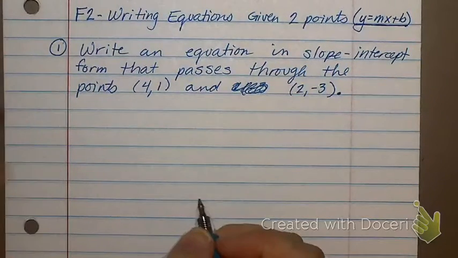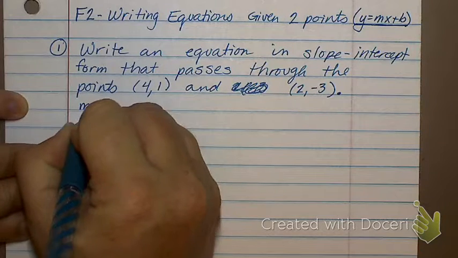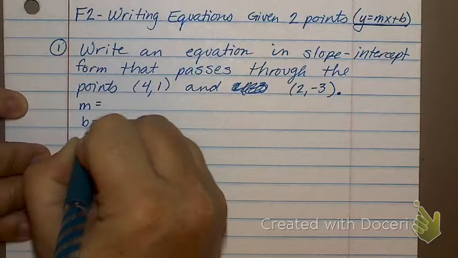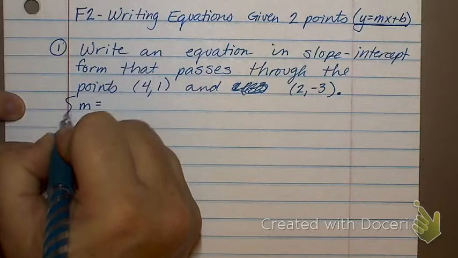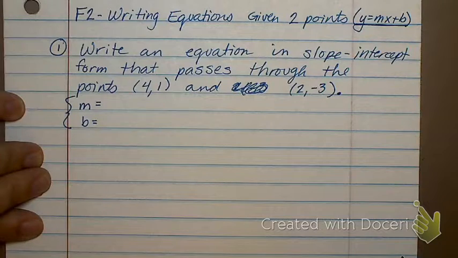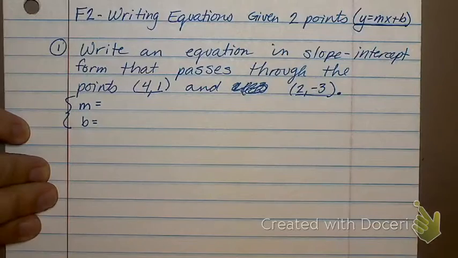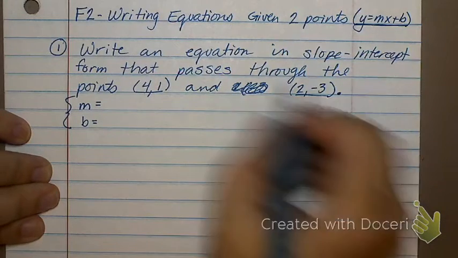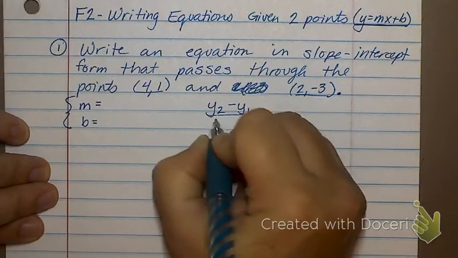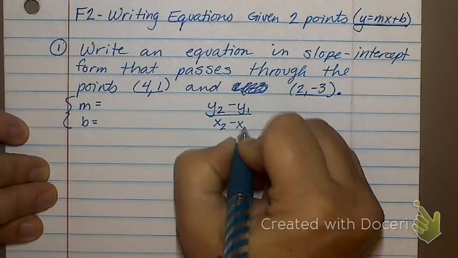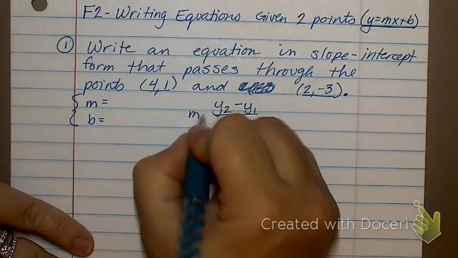What are the 2 things that I need to write an equation in y equals mx plus b form? I need m and I need b. Just like from yesterday, I need m and I need b. Once I have those 2 things, I can write my equation super quick. How can I find the slope if I have 2 points? I can do y2 minus y1 over x2 minus x1. That's going to give me my slope.